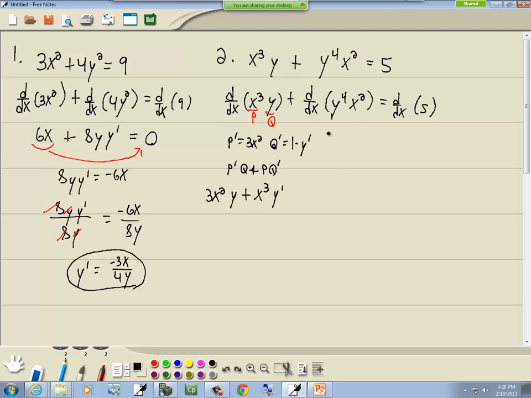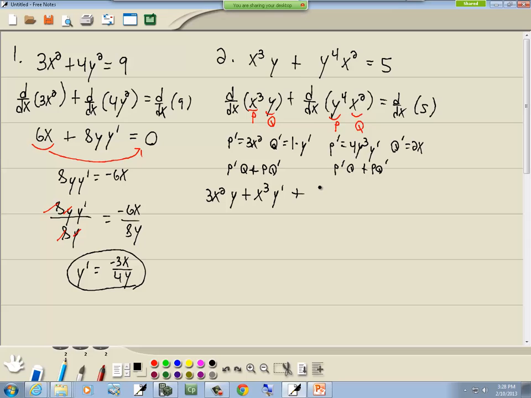Now we're going to do the same thing in this other one, and I might as well use p's and q's again. This will be p and this will be q. p prime here, the derivative of y to the fourth is 4y to the third. But since we're taking the derivative with respect to x and it's really y, we have to add on a y prime. And then q prime, the derivative of x squared is 2x. So again, our formula is p prime q plus p q prime.